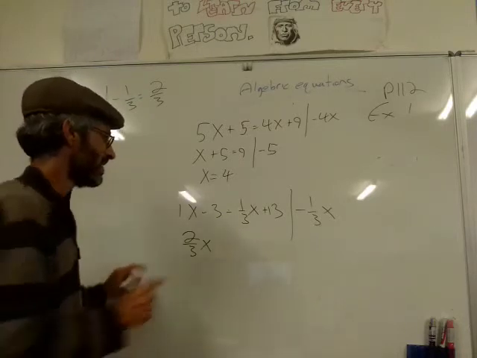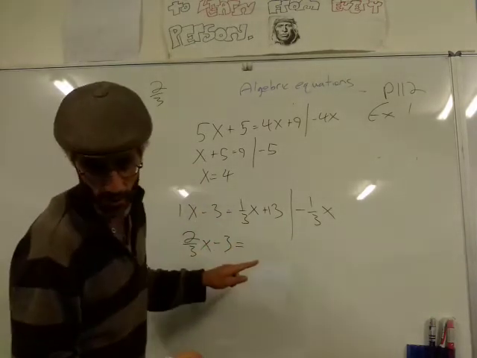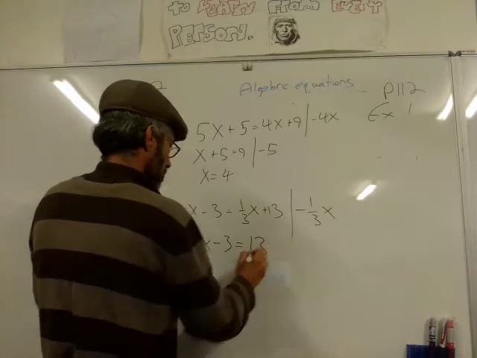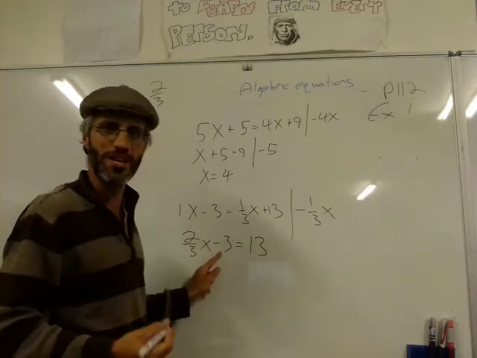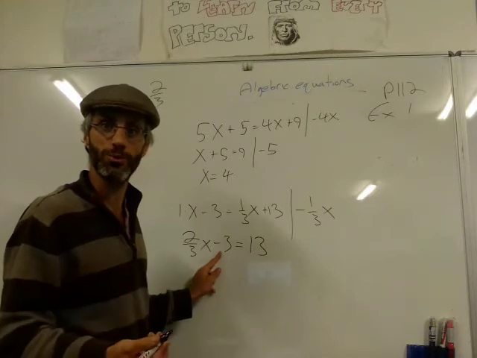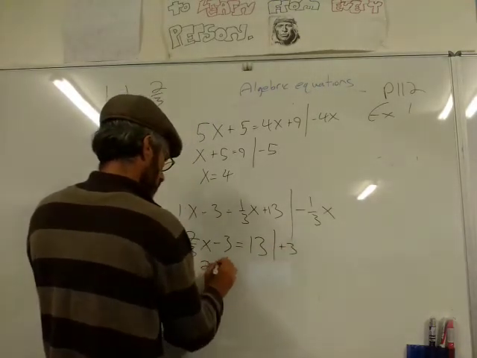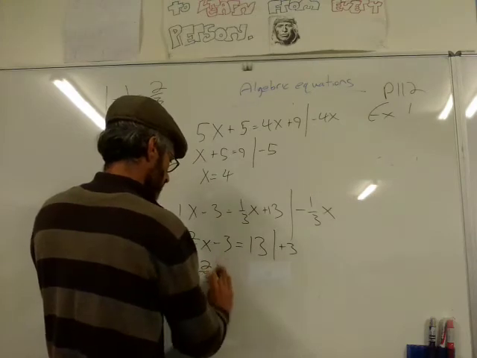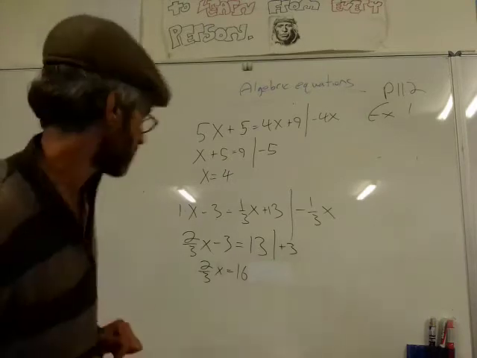I'll explain again. Right. Minus 3 equal, and I think it was 13 on the other side. So now, before I get rid of this 2/3, we said we always get rid of the free number, what we call the constant when we learn about polynomials. So I'm going to do plus 3. So 2/3 x equals 16. You still see that?